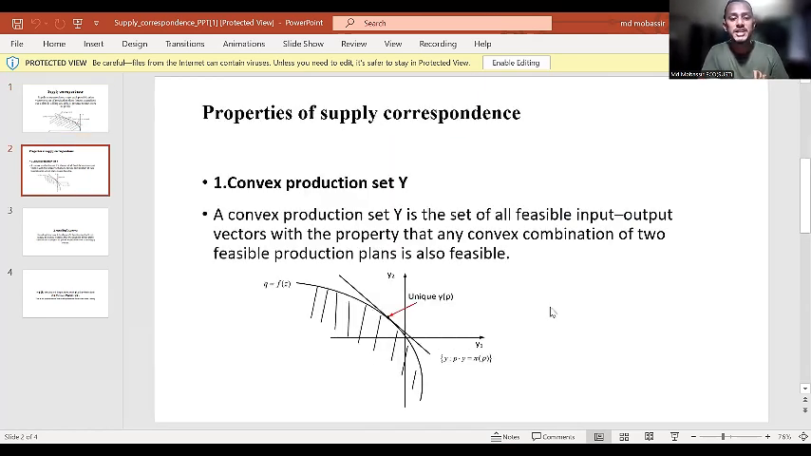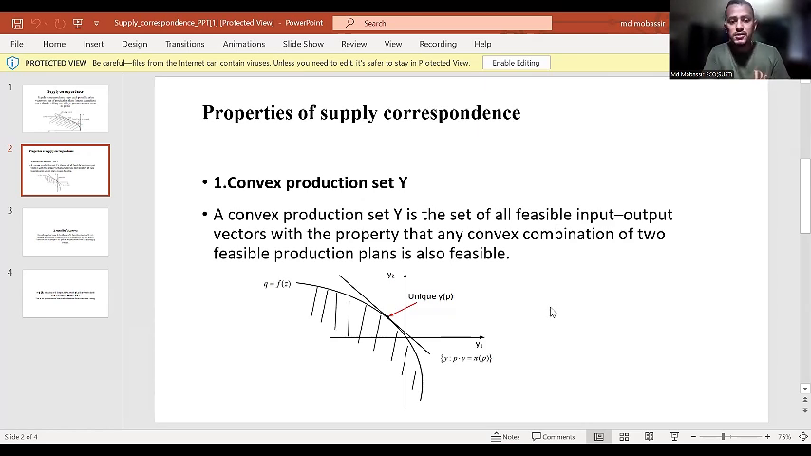Now we discuss the properties of supply correspondence. In the properties of supply correspondence, we consider two properties: the convex production set Y and Hotelling's lemma. Now we explain the convex production set Y.